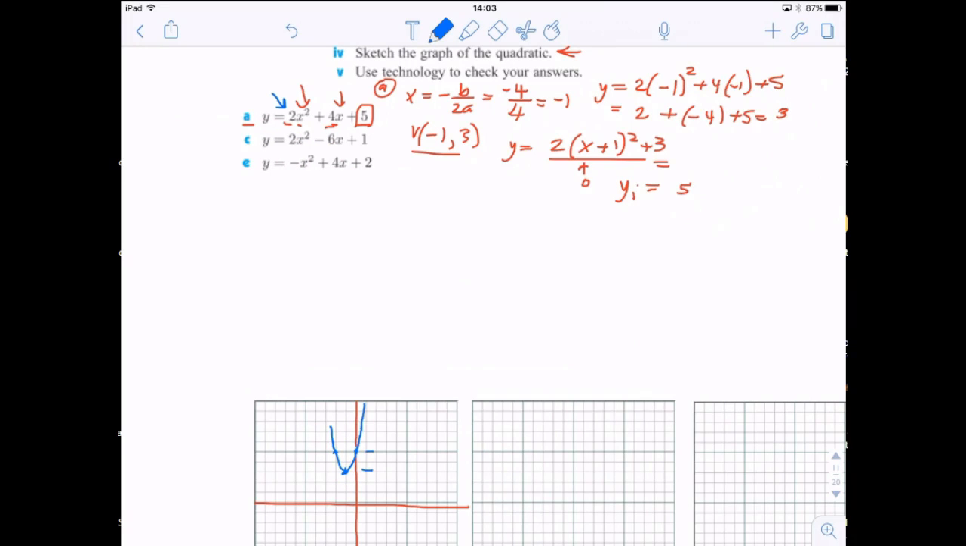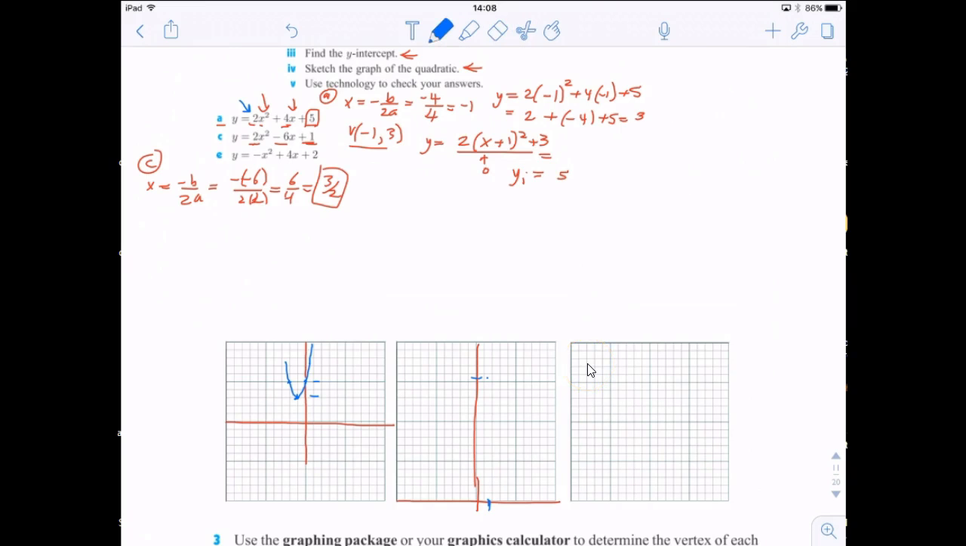So let's do C. C has an A value of 2, a B value of negative 6, and a C value of 1. Again, we're trying to put it in vertex form, so the first thing we're going to do is find the x coordinate of the vertex, which the easiest way is usually to do negative b over 2a if you're starting with standard form. So I'm going to put negative negative 6, which is positive 6, right? Divided by 2a, which is 2 times 2, which is 4. So I ended up with 6 divided by 4, which is 3/2, also known as 1.5.